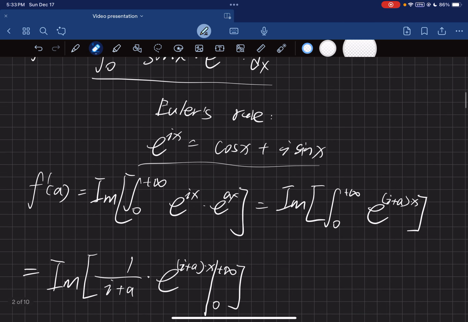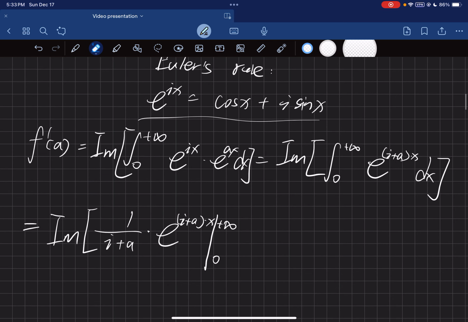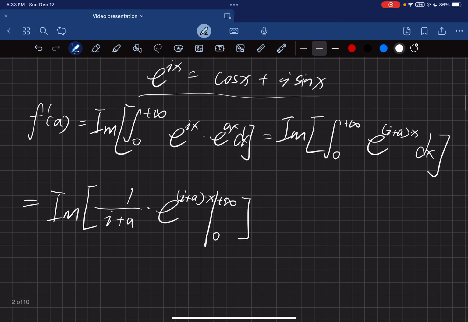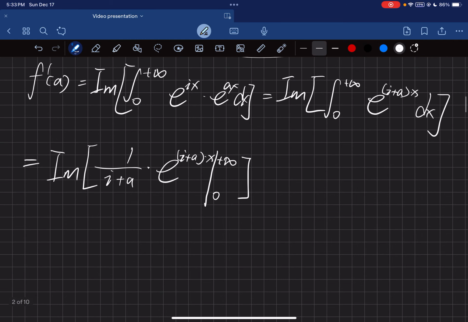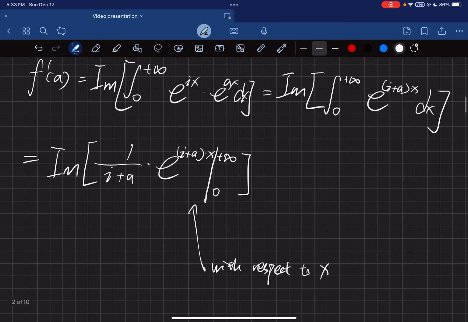It seems that we lost dx. Oh, it's my fault. Yeah, we lost dx. That's a small mistake, never mind. Because this integral is with respect to x, right? We should remember that. That is very essential.